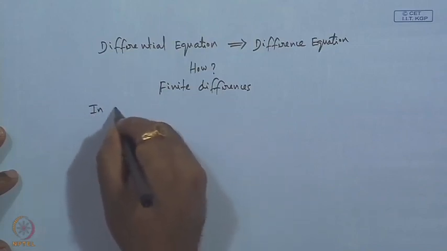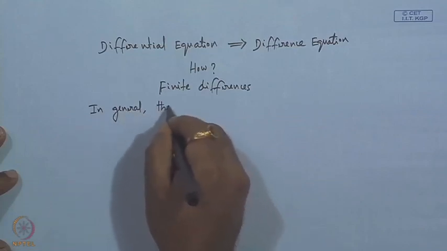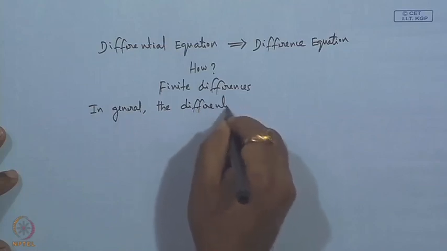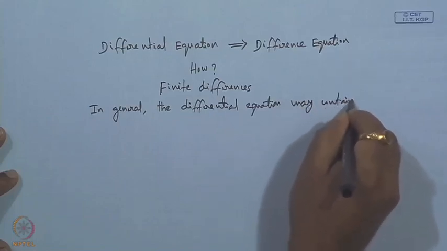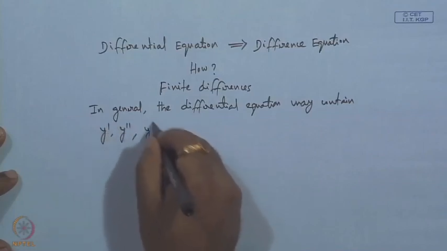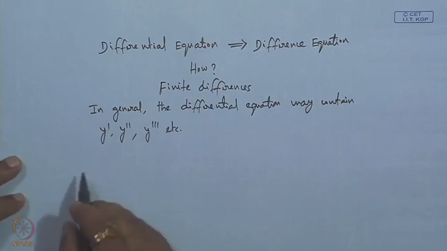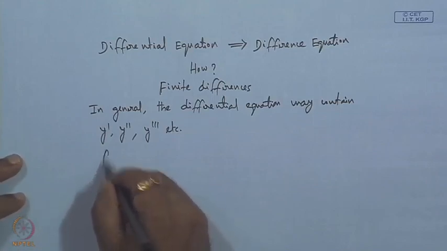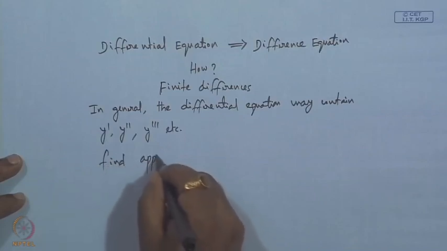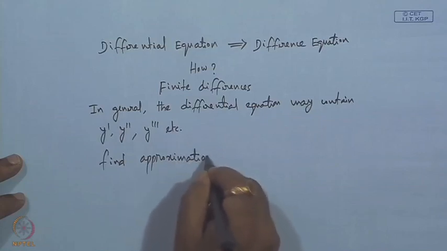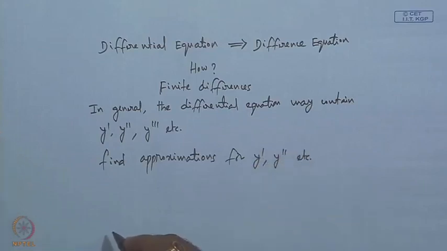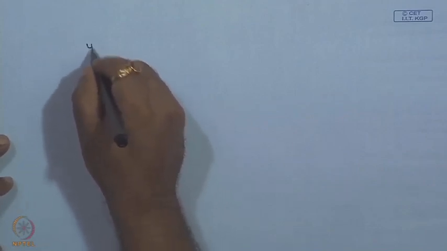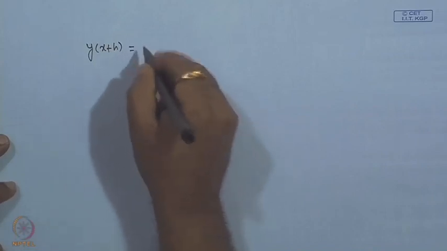I have considered a simple case, y double prime, but in general the differential equation may contain y prime, y double prime, etcetera. Therefore, the task is to find approximations for y prime, y double prime, etcetera. How do we find approximations? Consider, so use Taylor series.